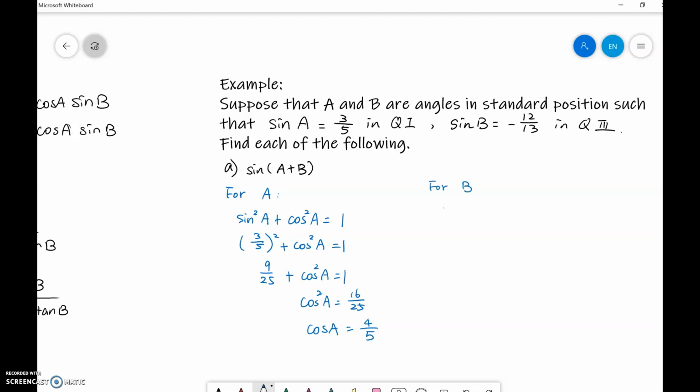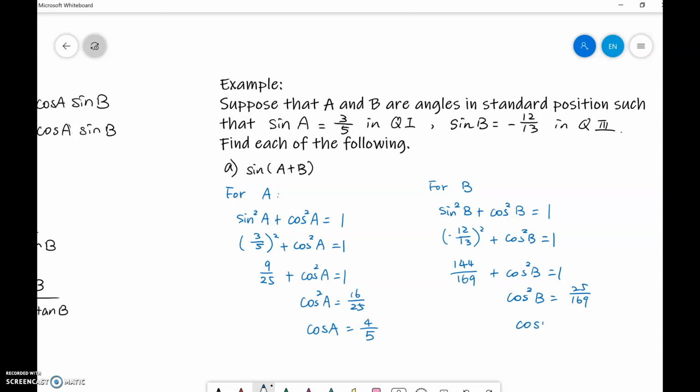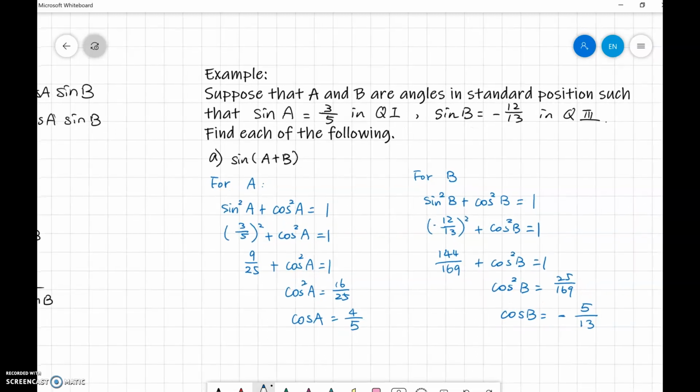For angle B, we're still using sine squared of B plus cosine squared of B equal to 1. Sine of B is negative 12/13. So we got 144/169 plus cosine squared B equal to 1. Cosine squared B equals 25/169. And cosine B equals negative 5/13. It's in quadrant 3, so cosine of B is negative.